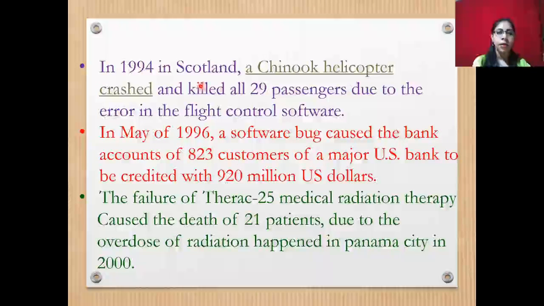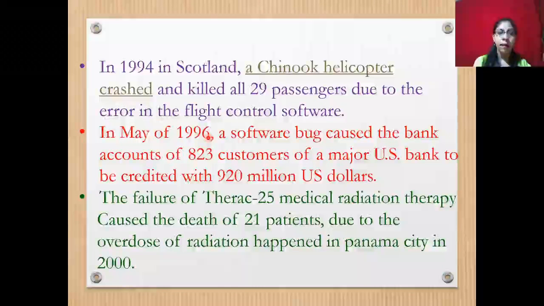Next example, in 1994 in Scotland, a Chinook helicopter crashed and killed all 29 passengers due to an error in the flight control software. So here flight control software is very important. It keeps on communicating with the control office. So the pilot lost communication with the control office due to the error in the software, and also did not get proper guidance from the control office because of a software bug in the flight control software.